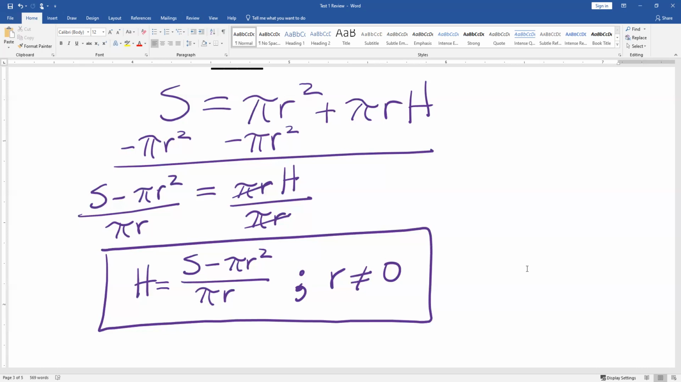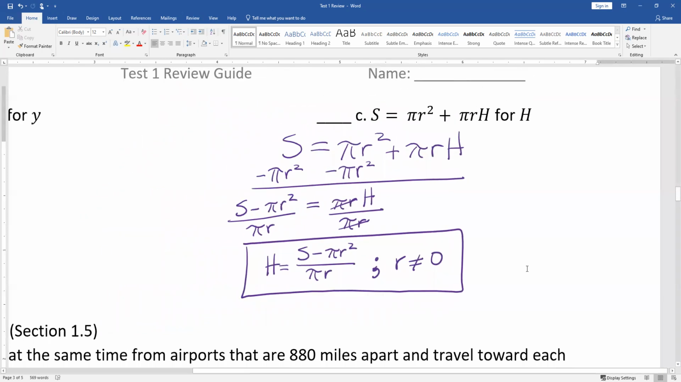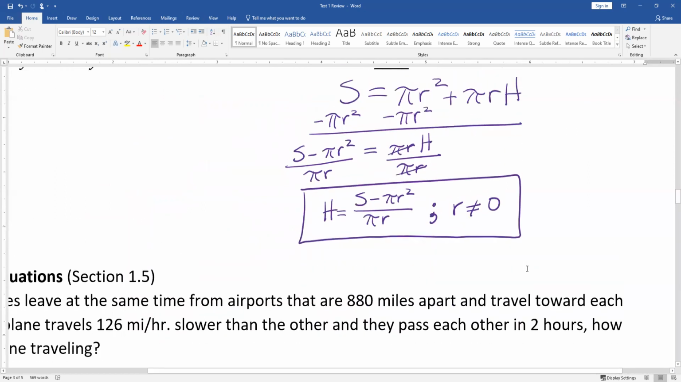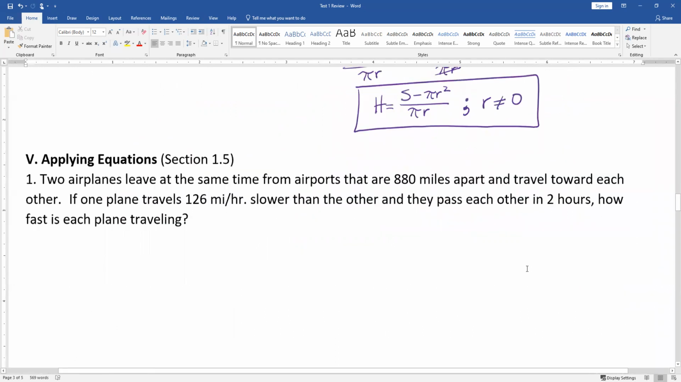Okay. And actually, I did get lucky looking through the homework. Some of these, I think, were C problems for this section 1.4, but they do relate directly to what you're going to see on the test. And I had a few of those. All right, so let's move on to section 1.5.